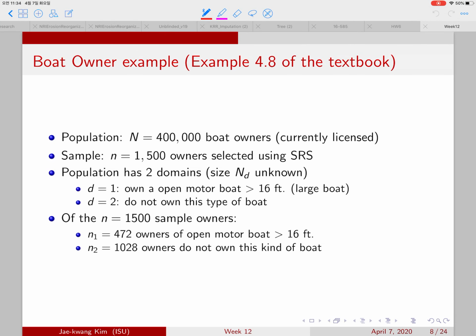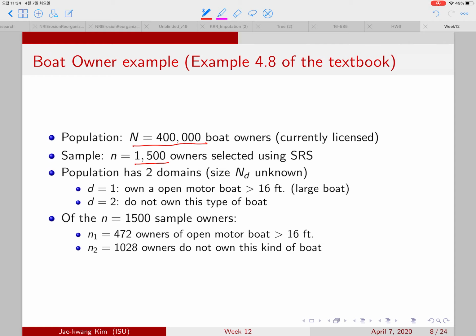Okay, now we'll use a textbook example to illustrate the idea of domain estimation. Suppose that we have a list of boat owners of size 400K, and a simple random sample of size 1,100 owners is selected from this population, from this list.